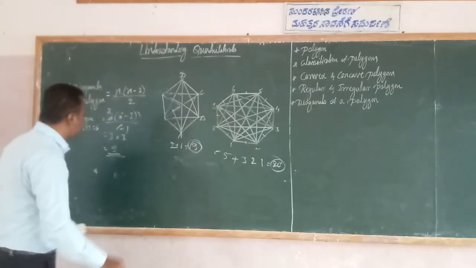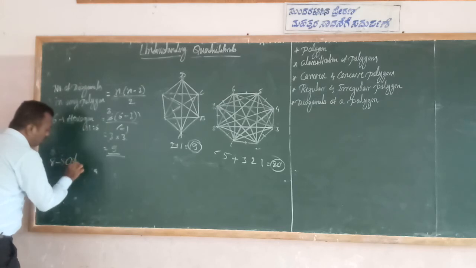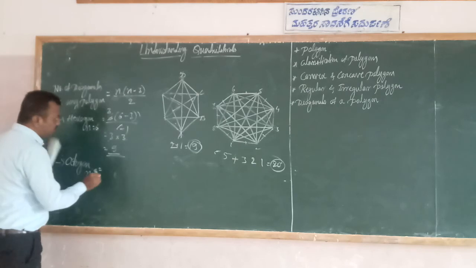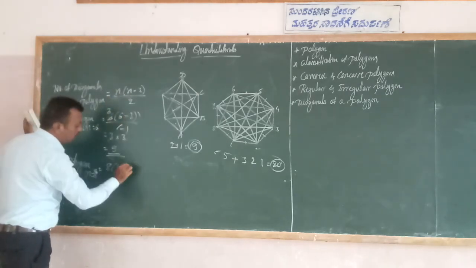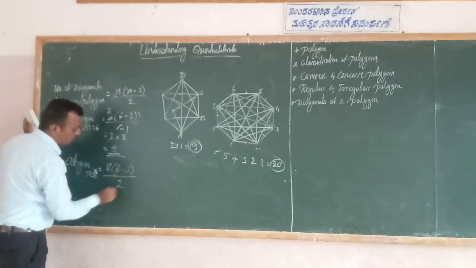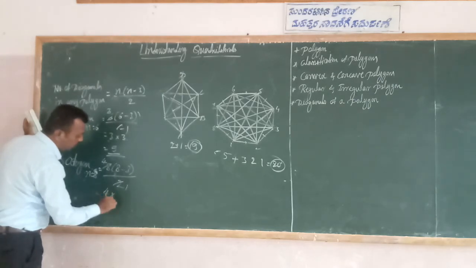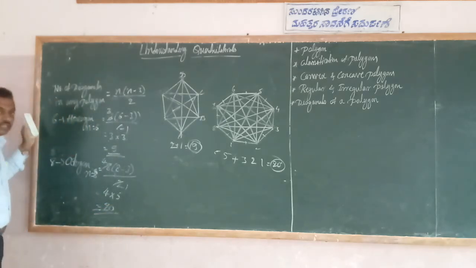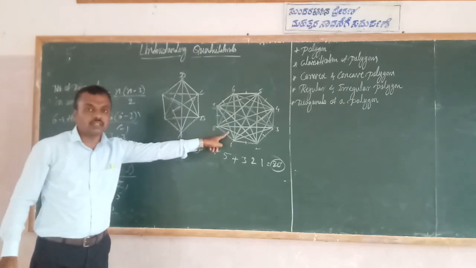Like that, the octagon I will show. Octagon means n is equal to 8. So n is equal to 8, 8 into 8 minus 3, whole upon 2. 2 ones are 2, 4s are 4. Therefore 4 into 8 minus 3, which is 5. 5 fours are 20. There are 20 diagonals in the octagon.